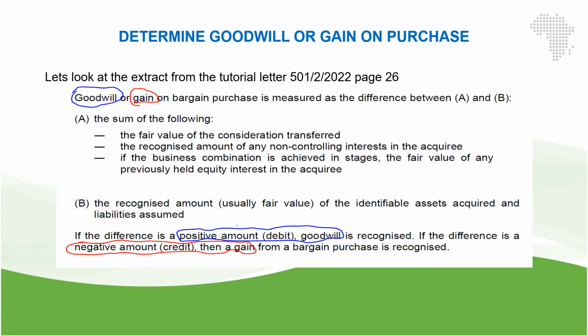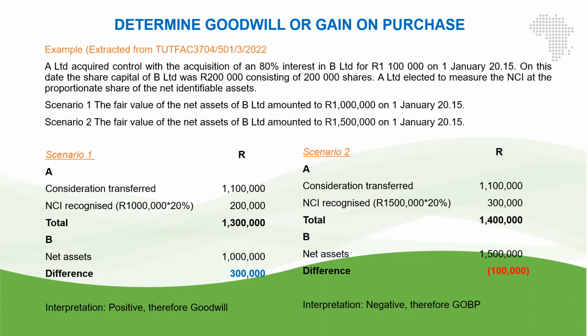The goodwill or gain is determined by the sum of the fair value of consideration transferred, the value of NCI, and, if the business was acquired in phases, the fair value of the previous amount paid, less the fair value of net identifiable assets at acquisition date. So if the difference is positive, then you will land with goodwill, which means there are other assets that you've acquired that we are not necessarily seeing on the balance sheet, things like customer loyalty. And if it's negative, you will recognize the gain on purchase.